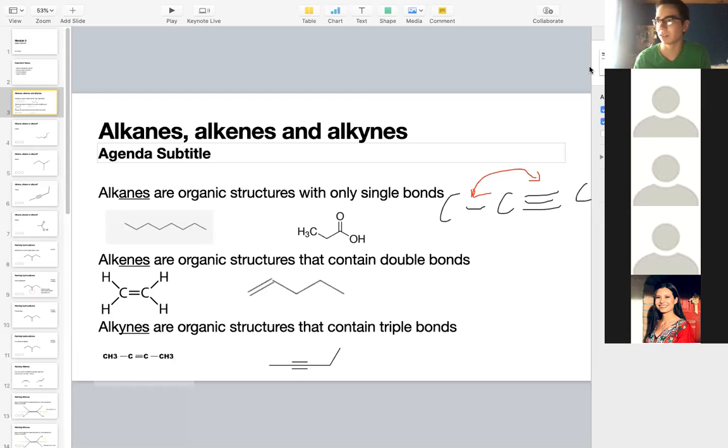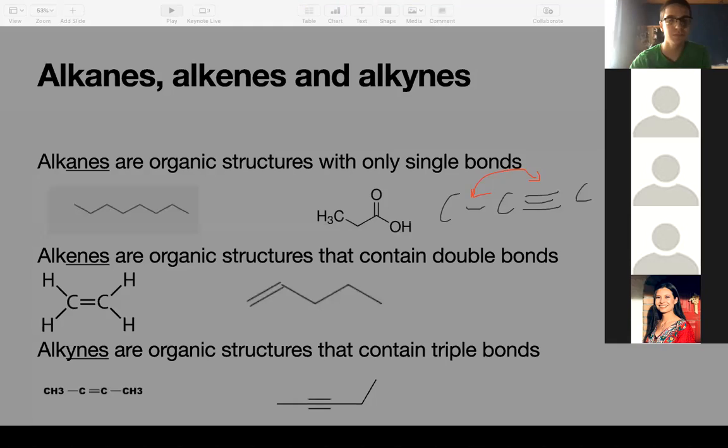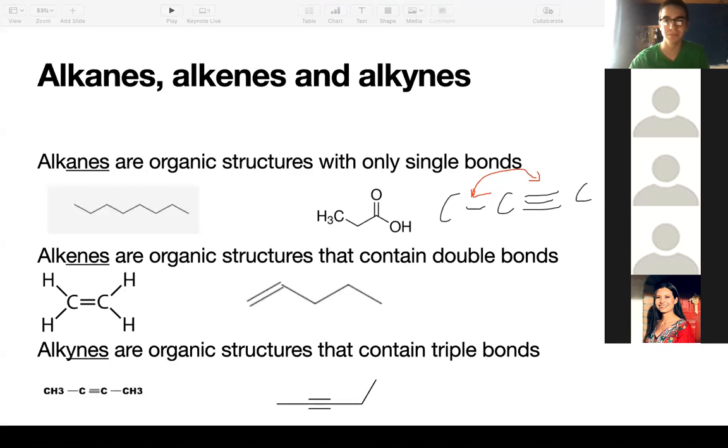When you're trying to draw carbons connected by triple bonds, that's why they're straight. So any questions on the difference between alkanes, alkenes, and alkynes?